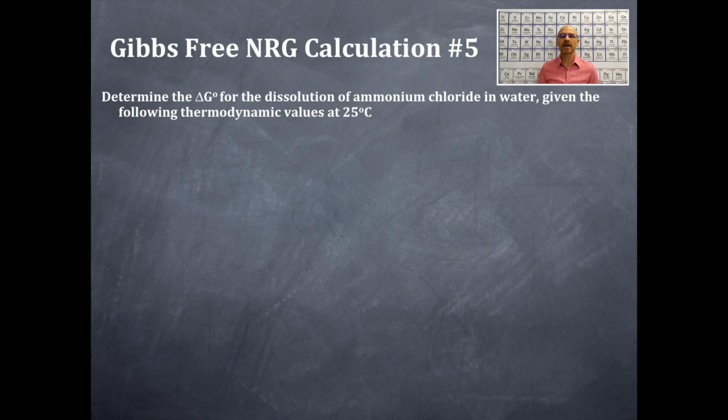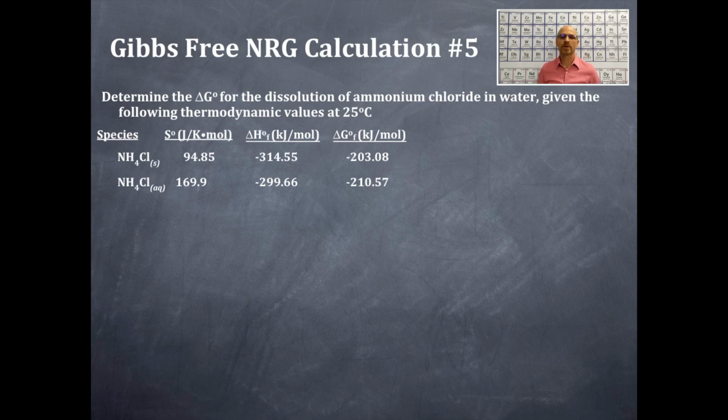So you should actually have a good idea of what's happening with this reaction. You should be able to write the balanced equation. It's super simple. And you should be able to look in the appendix in the back of your textbook and find those thermodynamic values we're going to be using, looking up ammonium chloride in two different states: one is the solid state, and one is the aqueous state, that is in water. Alright, so here are those thermodynamic values.